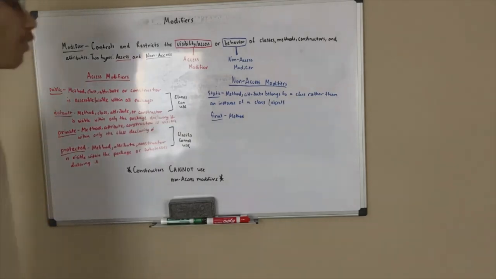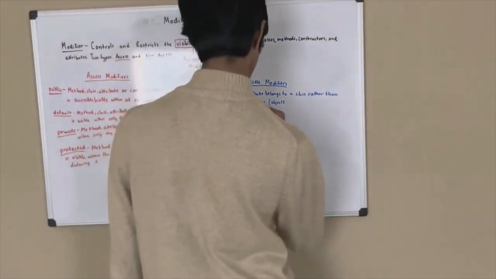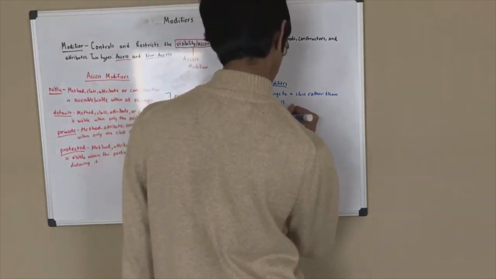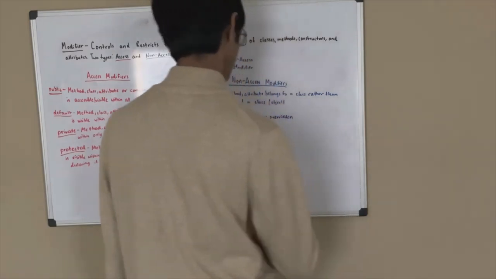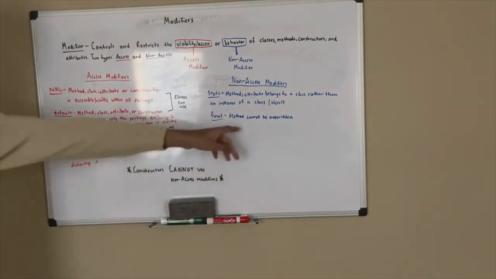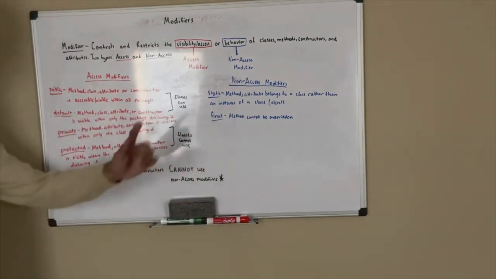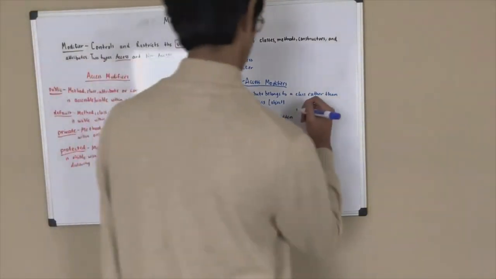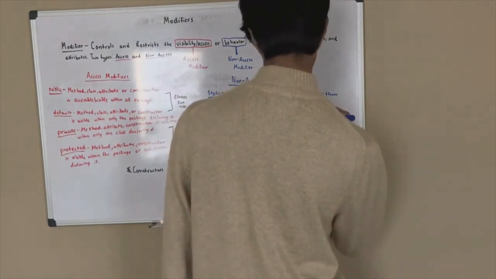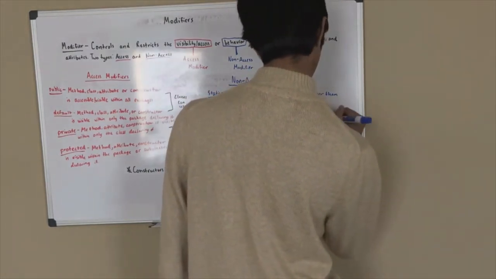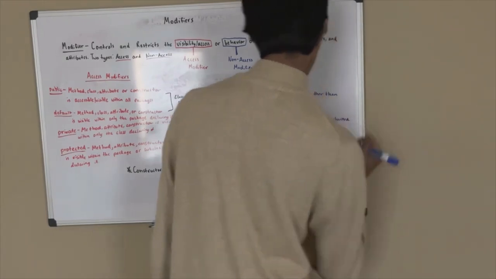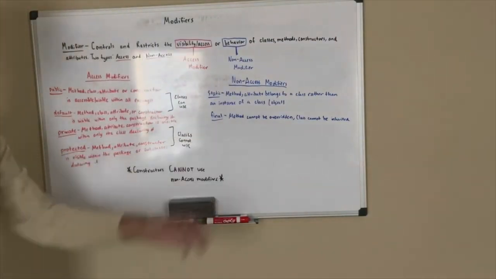So if you're making a method final, you'll learn about this more in abstraction when we learn about overriding methods. So don't worry about that, but when you declare a method final, it can't be overridden. If a class is declared final, it cannot be inherited.